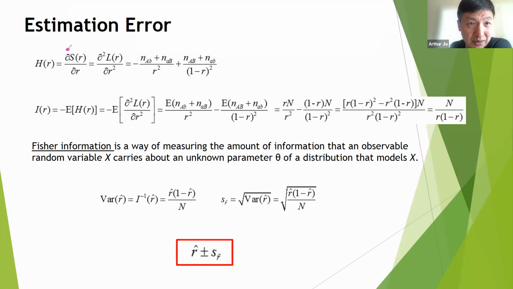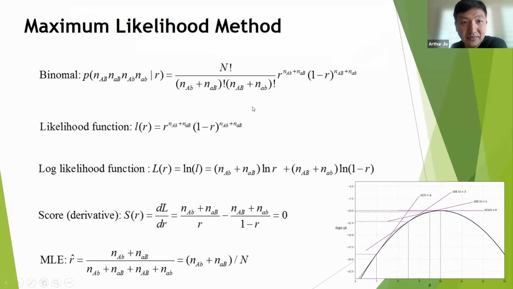Okay, do you still remember this part? What is this? We call this the score function. Let me go back to the previous slides. The first derivative of the log likelihood function is called the score function, right?